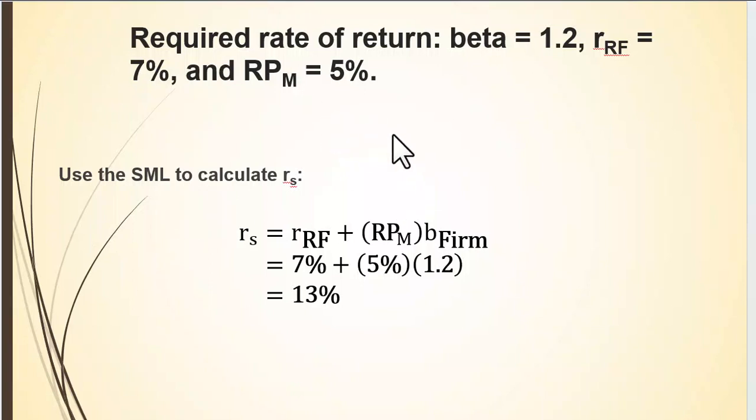So let's talk about how you find the required return. We've talked about this in other videos. We know R sub S, the required return on the stock, comes from our security market line formula. It's the risk-free rate plus the risk premium times beta. So in this case, we end up with the required return for this stock, beta of 1.2, risk-free rate 7%, risk premium 5%, is 13%. So here's a quick question: what is the average rate of return on the stock market then? If the risk premium is 5% and the risk-free rate is 7%, then the stock market must have an average rate of return of roughly 12%.